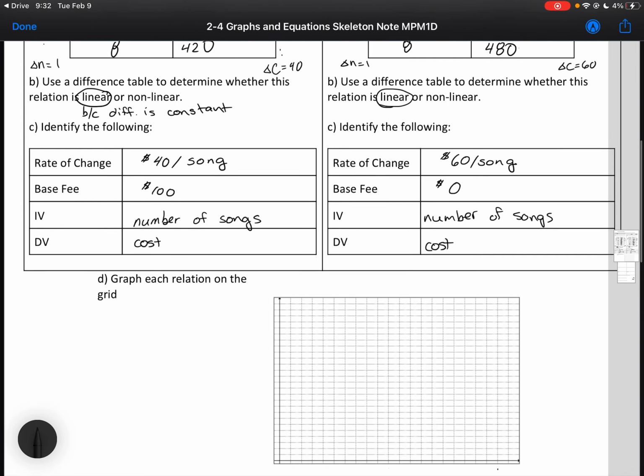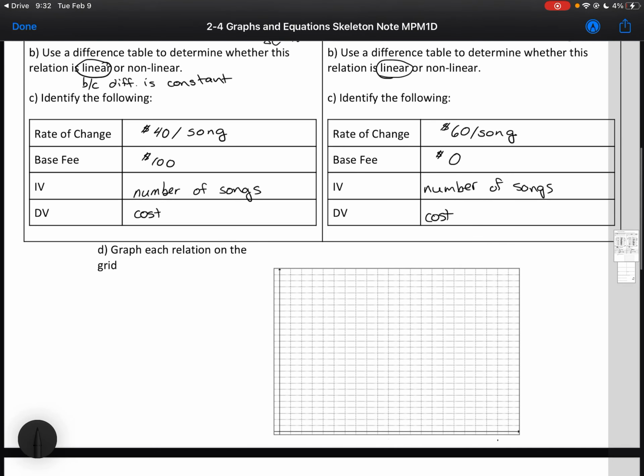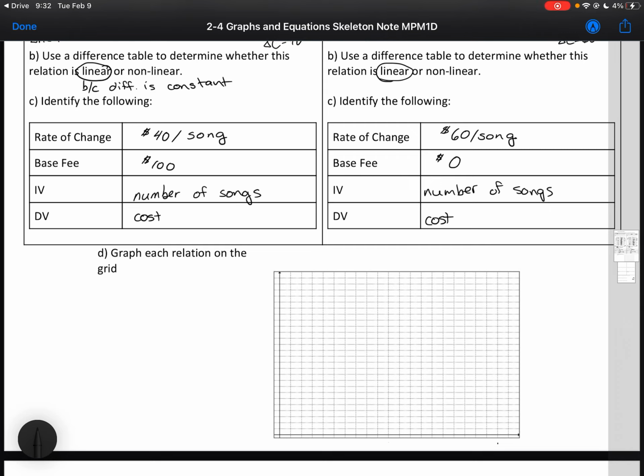So now that we have all that information, we're going to graph each relationship on the grid below. On my x-axis, I'm going to put my independent variable. This is my number of songs. And on my y-axis, I'm going to put my dependent variable. So this is cost in dollars. On my x-axis, I'm going to go up, skipping every other line so that we can see it a little better, 7, 8, but I'm just going up by 1 here. That's my number of songs.